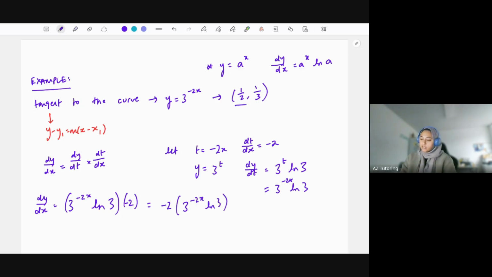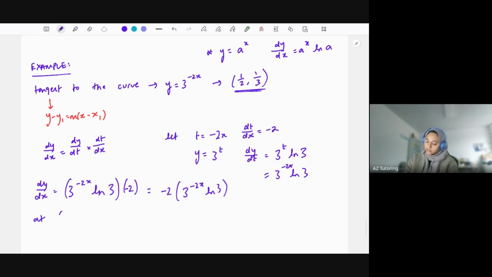So we need to find the gradient at this point here. At (1/2, 1/3), dy over dx equals, substituting 1/2 in for x here, minus 2 times 3 to the power of minus 2 times 1/2, which is just minus 1. So 3 to the power of minus 1 is just 1/3, so I'll change that to 1/3, times ln 3.